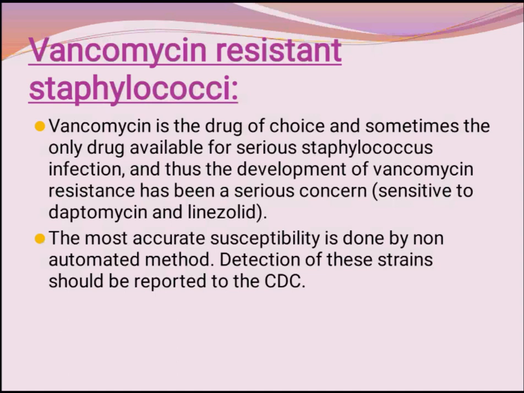After MRSA, we have VRSA, which is vancomycin-resistant Staphylococcus aureus. Vancomycin is the drug of choice and sometimes the only drug available for serious staphylococcal infections, and thus the development of vancomycin resistance has been a serious concern. Resistant strains may be treated with daptomycin and linezolid. The most accurate susceptibility testing is done by non-automated method, and detection of these strains should be reported to the Center of Disease Control.